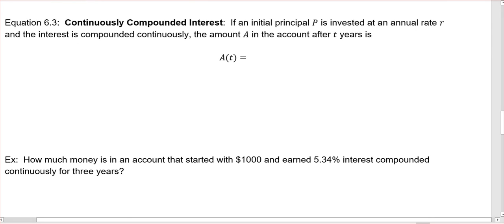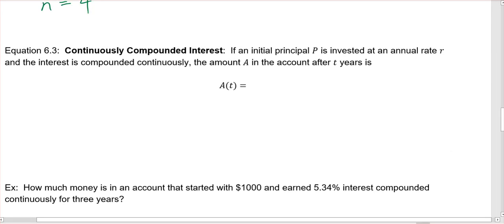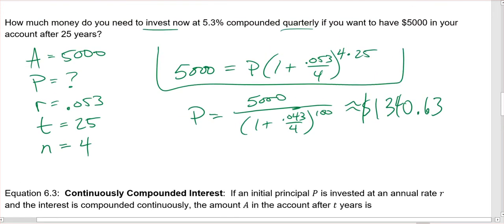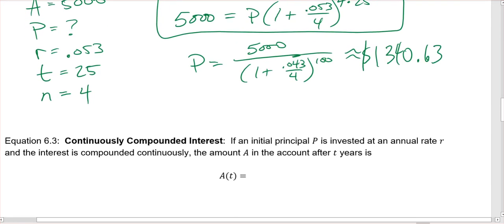Continuous compound interest. So yeah, the big formulas that we need are the one we're using here, for compound interest, but then we have continuously compound interest, which is slightly different, and we might breathe a sigh of relief because this one is easier.